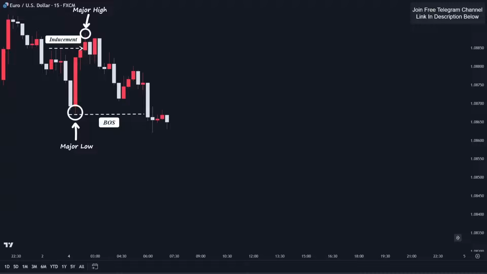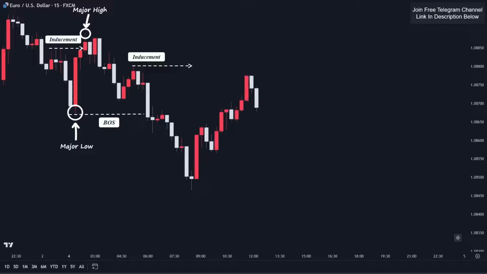Now we need to identify the next potential inducement zone inside this bearish impulse. So first, we locate the latest internal pullback inside the impulse that caused the break of structure. This candle here is the latest internal pullback. What we expect is very simple. Price should push upwards, take out the high of this pullback, create an inducement, then continue with the bearish trend. Now let's see what happens.